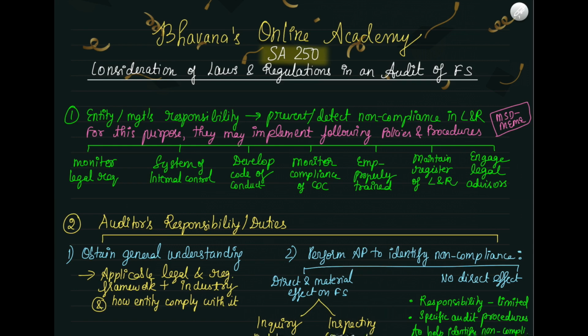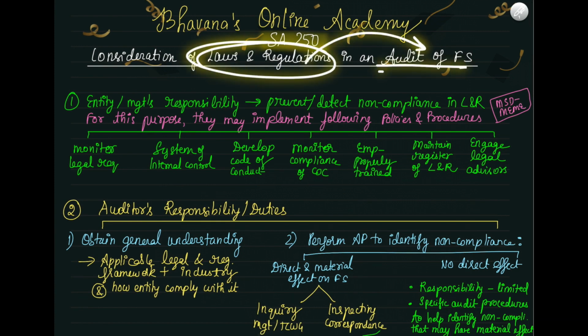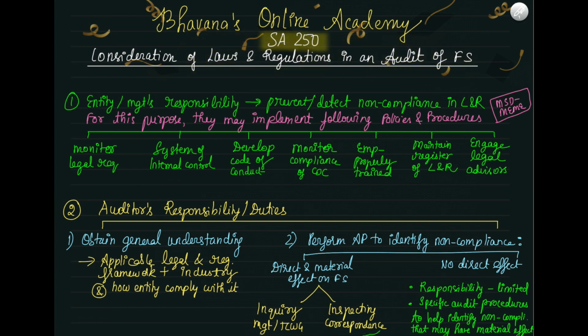So SA-250, what does it talk about? What does the topic talk to you about? It says consideration of laws and regulations in an audit of FS. That means in this standard we are going to see about the laws and regulations and how they are going to have an effect on our audit and on our financial statements. In the audit of financial statements, how these laws and regulations are going to have an effect on it.